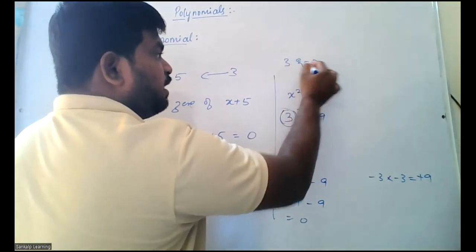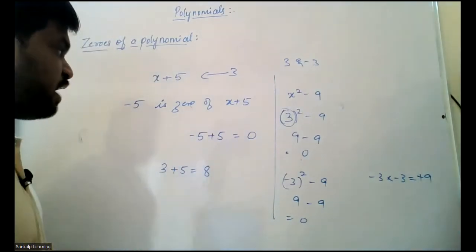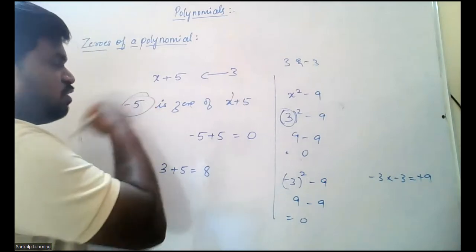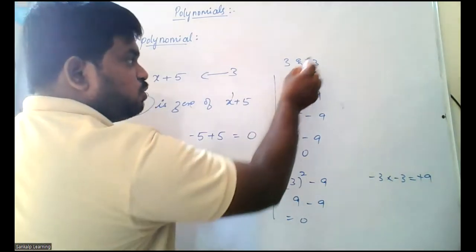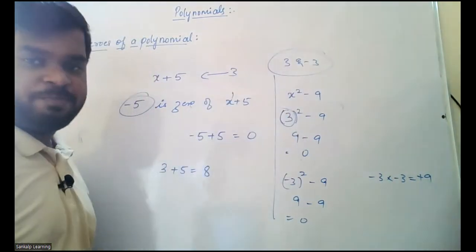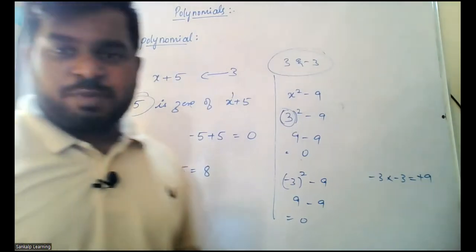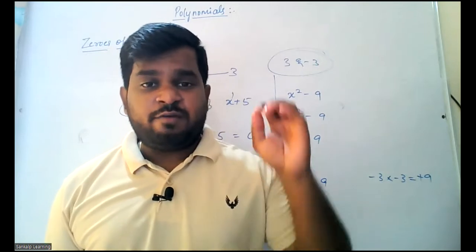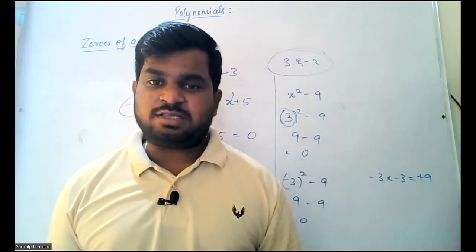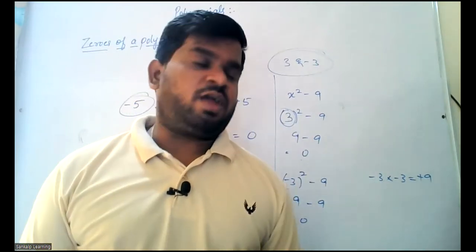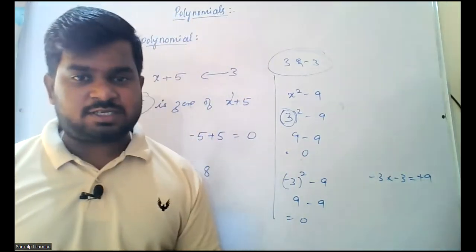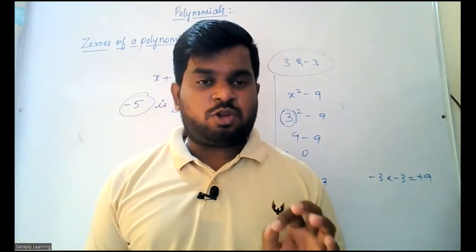3 and minus 3. Now, if you observe carefully, based on the degree, here the degree is 1. So you will get only 1 zero of a polynomial. Here the degree is 2. Therefore, you get 2 zeros of the polynomial. Okay. So basically, what are zeros of the polynomial? Those are values, any kind of values. When you substitute in the place of variable, the final answer comes out to be 0. Okay. And we are going to discuss only about quadratic polynomials in this chapter. What are quadratic polynomials?